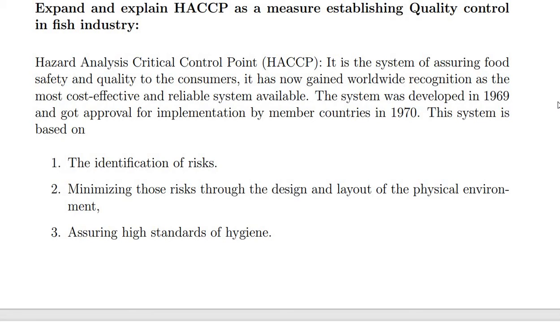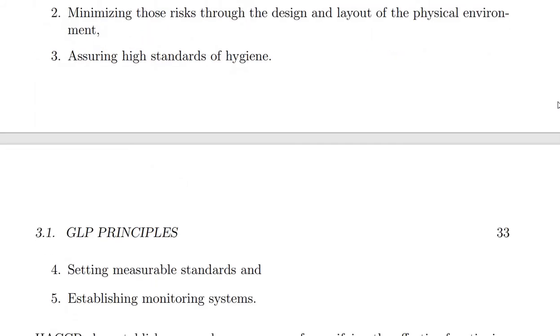The system was developed in 1969 and got approval for implementation by member countries in the 1970s. The system is based on the identification of risks, minimizing those risks through the design and layout of the physical environment and assuring high standards of hygiene, then setting measurable standards and establishing a monitoring system.